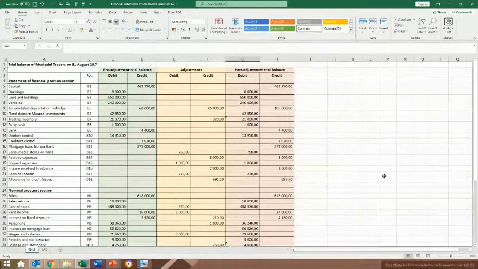Do you guys have any questions on how to get to the post-adjustment trial balance? I'm just going to repeat the question. Do you have any questions on how we got to the post-adjustment trial balance? You can just put an emoji or comment in the chat function to let me know that you are okay with this discussion so far and how to get to the post-adjustment trial balance.